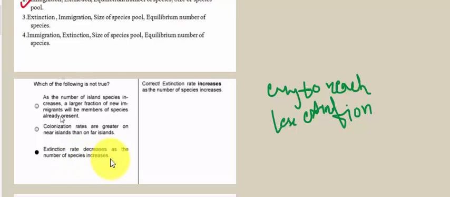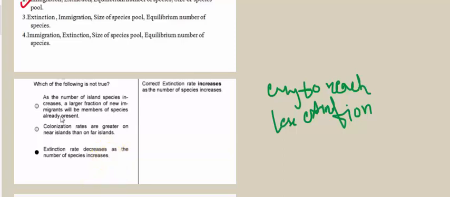Okay, so the example is in case of smaller islands, as the island is very small, there will be competition between the intra-species and the inter-species, right? So for the limited resources, there will be competition and then the extinction of the species takes place, right? So here the number of species are increasing, but due to lack of resources and because of intra and interspecific competition, the extinction rate also increases. So the extinction rate increases as the number of species increases.